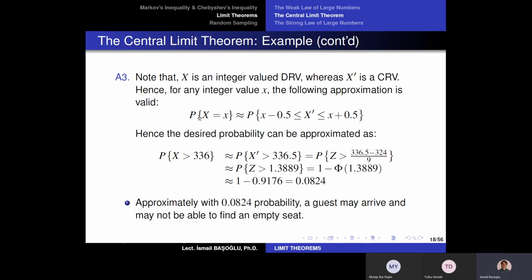So the probability of a binomial random variable being equal to an integer value x can be approximated by the probability of the continuous normal random variable being between plus or minus 0.5 away from that value. Okay? So basically I'm going to explain this in Turkish again.